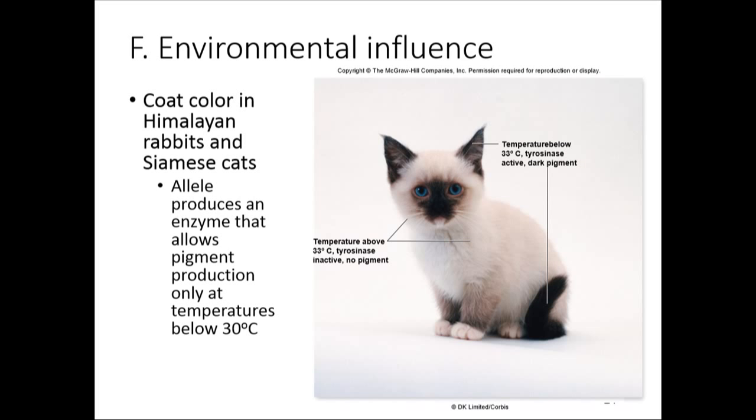Another one is environmental influence. So an example of this is Himalayan rabbits and Siamese cats. Different proteins or different melanins will be expressed based on the temperature of the cat. So different areas of the body, the nose and the ears and the tail, are cooler than the rest of the body, so they express black, and then the warmer parts of the body express white.